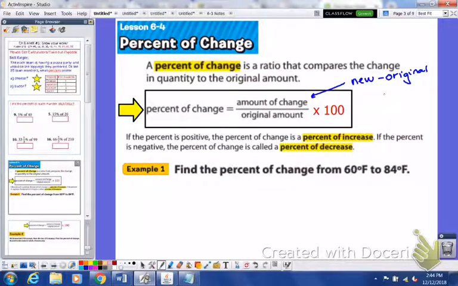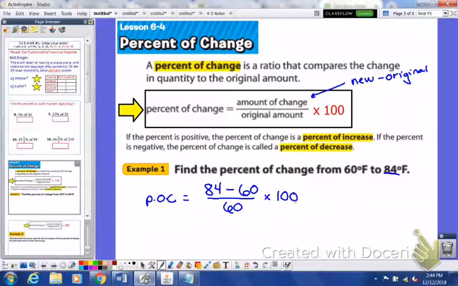So example 1, find the percent of change from 60 degrees Fahrenheit to 84 degrees Fahrenheit. Okay, so if we have our percent of change, you can abbreviate it POC, equals our amount of change, so our new, we're now at 84 degrees, so 84 minus, our original was 60. We can already see it from right there, it's going to be positive, so it's a percent of increase. Now our original, make sure you put the original on the bottom, and then we'll take that times 100.